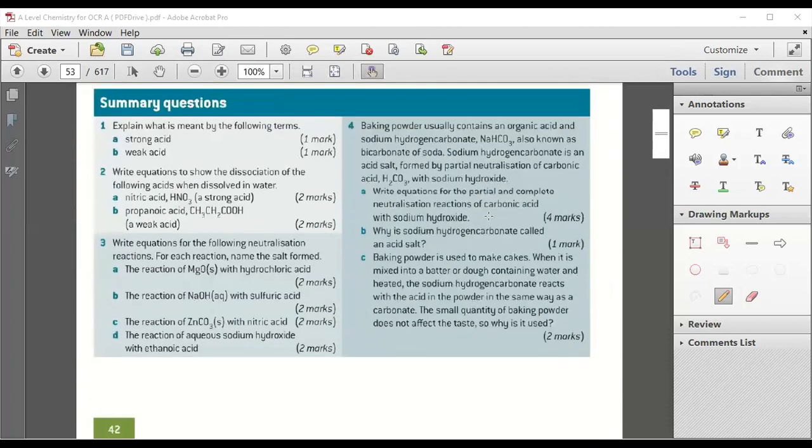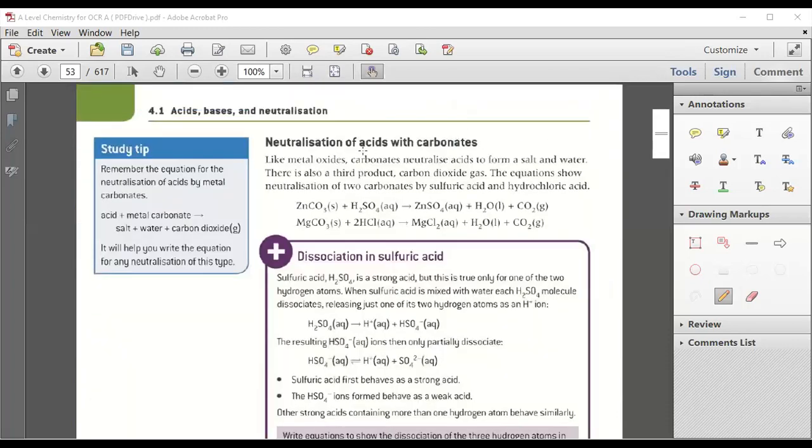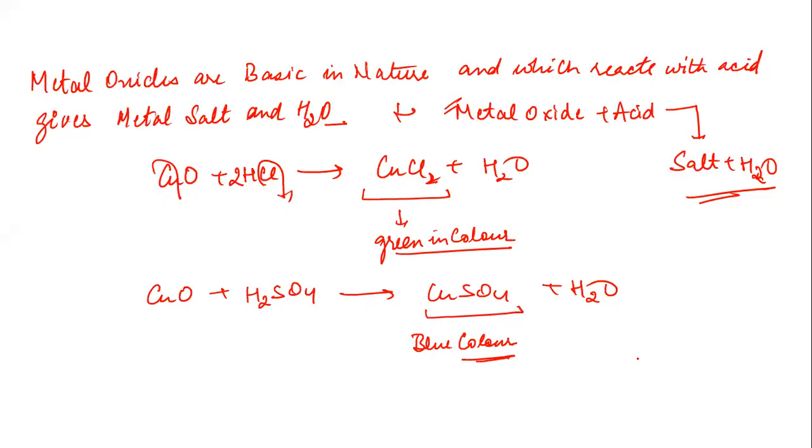Yeah, we have this last topic now: neutralization of acid with carbonate. Like metal oxide, carbonate neutralizes acid to form salt and water, and there is also a third product, carbon dioxide gas. Like zinc carbonate plus H2SO4 is going to form ZnSO4 plus water and carbon dioxide.